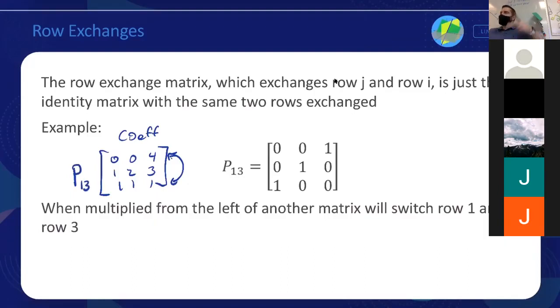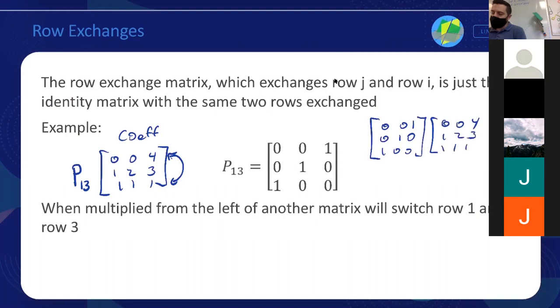And that'll just cause those to switch. So now two of the eliminations I need to do are already done because I've got a 0 and a 0 in those first two spots. So if I take 0, 0, 1, 0, 1, 0, 1, 0, 0, and I multiply by 0, 0, 4, 1, 2, 3, 1, 1, 1.